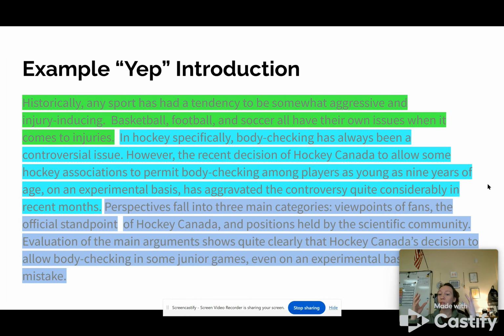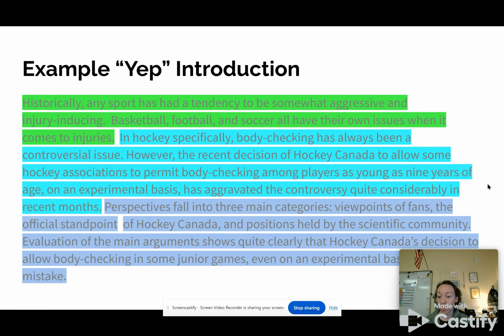Okay, it gives me really important context, right? A decision has been made and it has sparked controversy. So then it's going to further focus the paper. "Perspectives fall in three main categories: viewpoints of the fans, the official standpoint of Hockey Canada, and positions held by the scientific community."